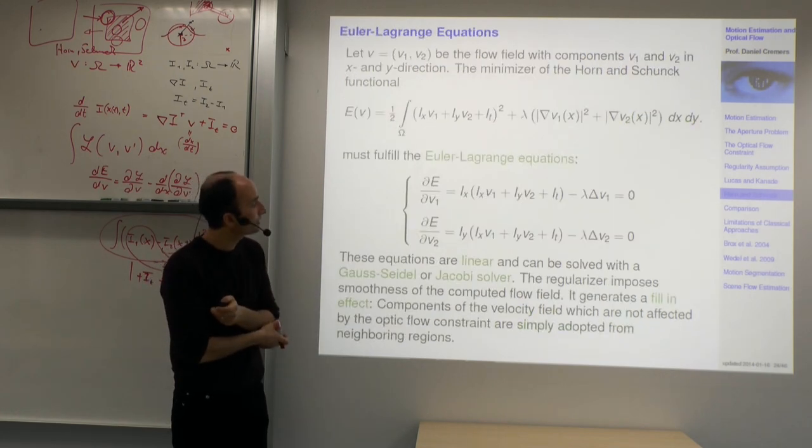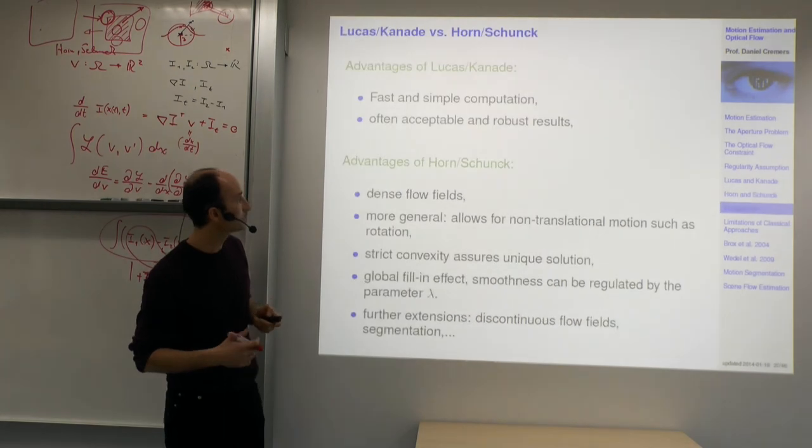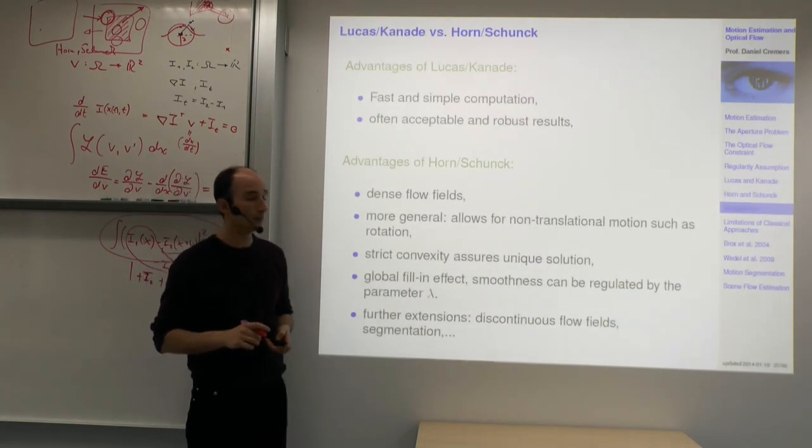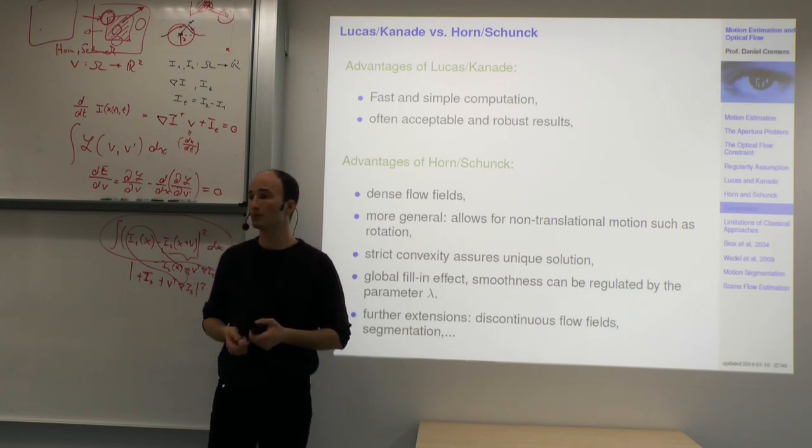This is where we'll stop today, the end of the discussion of Lucas-Kanade and Horn and Schunck, and then next time we'll continue with more state-of-the-art variational approaches to flow estimation.